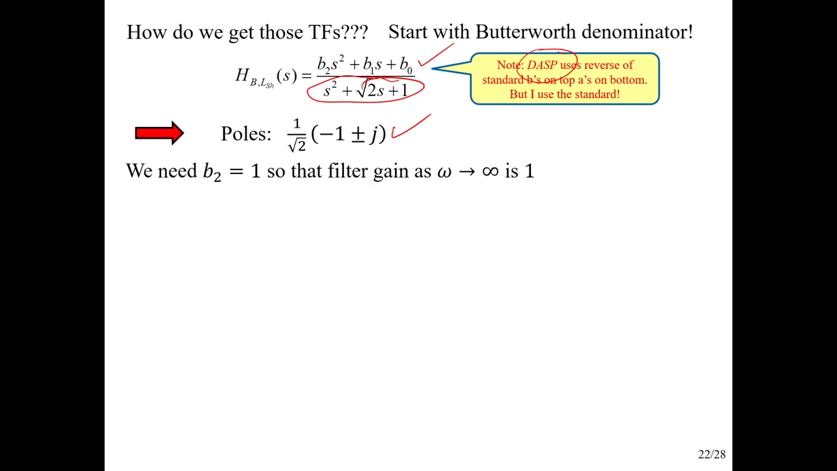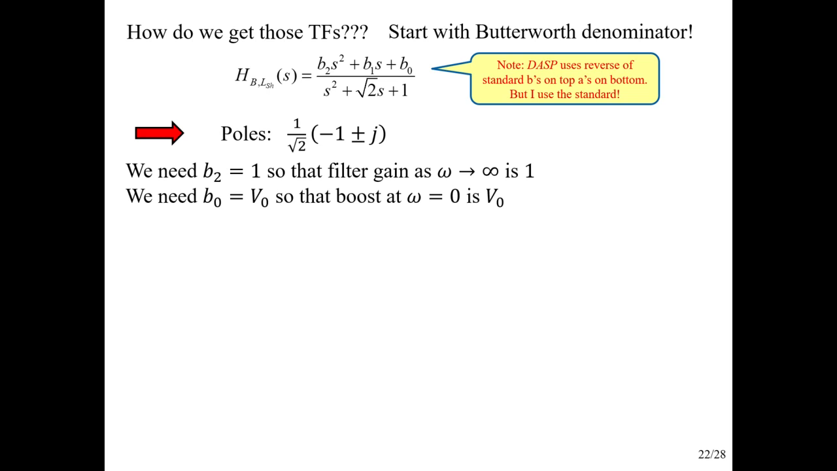Now we can also see that in order to make the filter gain, remember this is a low shelf, so the filter gain should go to 1 as frequency gets high. So let's look at that. As frequency gets high, these are going to dominate their respective terms, and then the s squareds cancel, and so that has to be equal to 1, so B2 has to be equal to 1. These are nice little analysis tricks that you can use to figure things out and or to just check the sanity of your solutions.